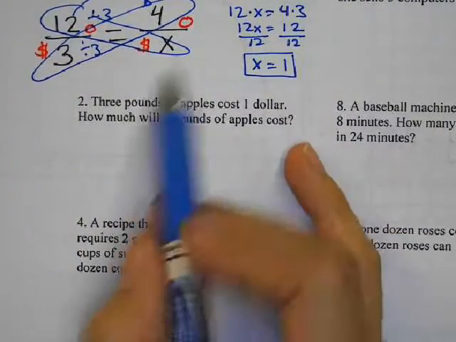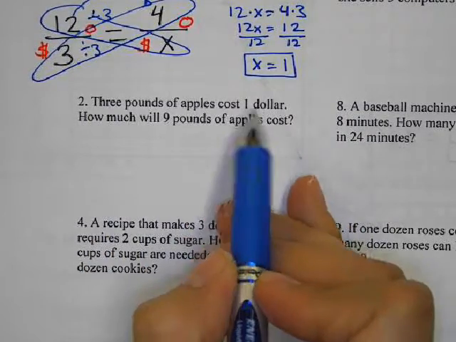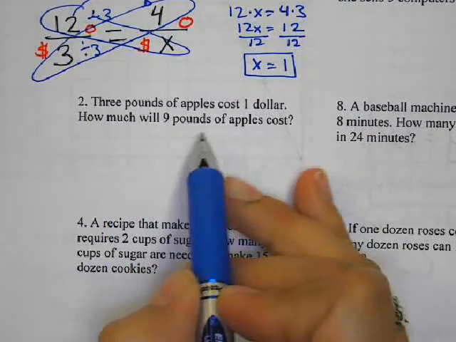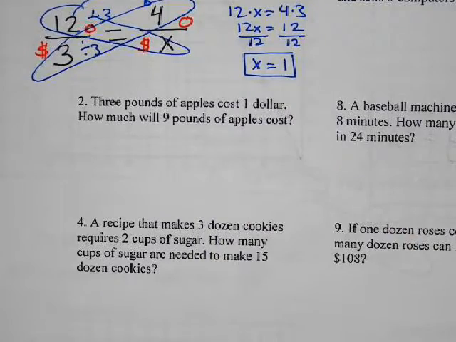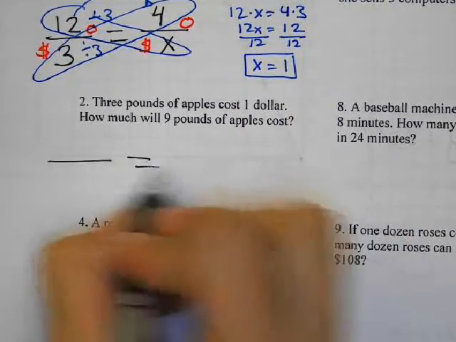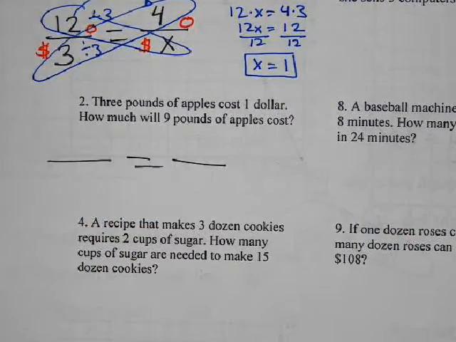Number 2. 3 pounds of apples cost $1. How much will 9 pounds of apples cost? So you need to set up a proportion. Read it again. Your first sentence is your first fraction. Give each number a value. What are you talking about? What does the first number mean? What does the second number mean?